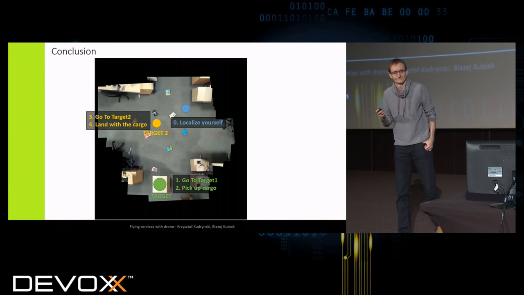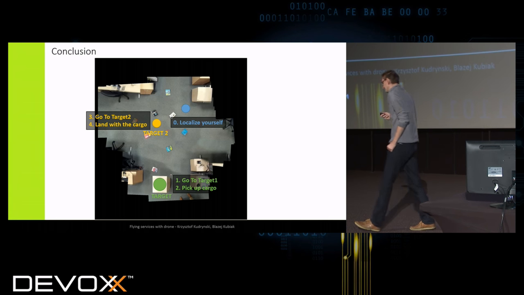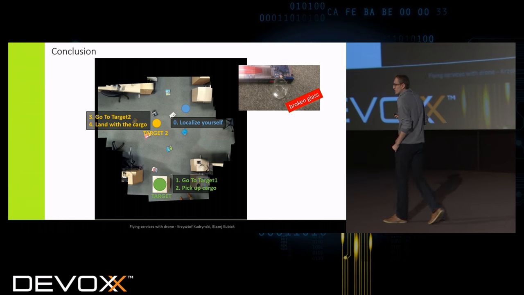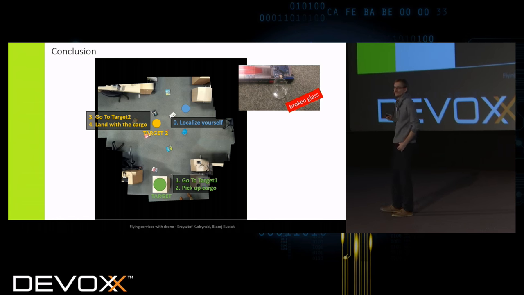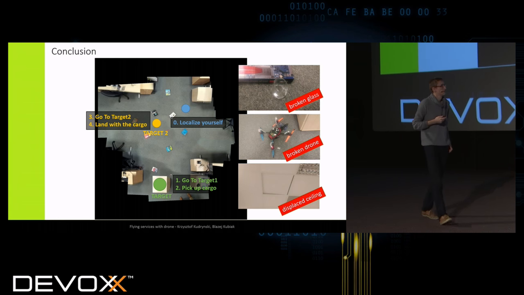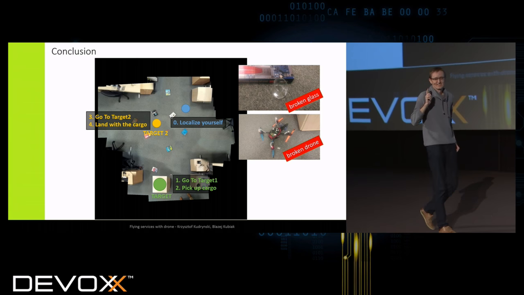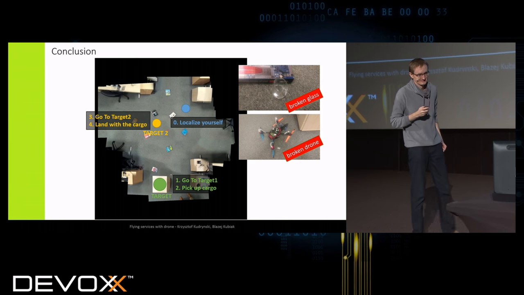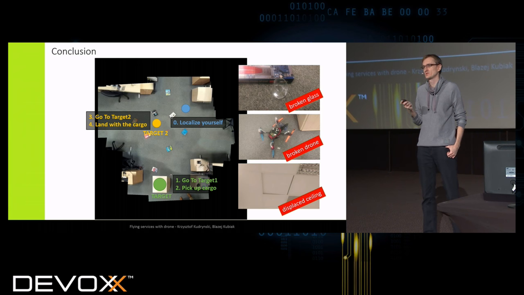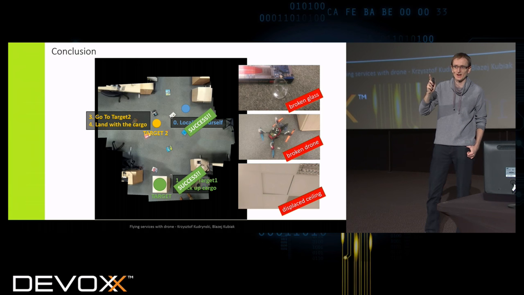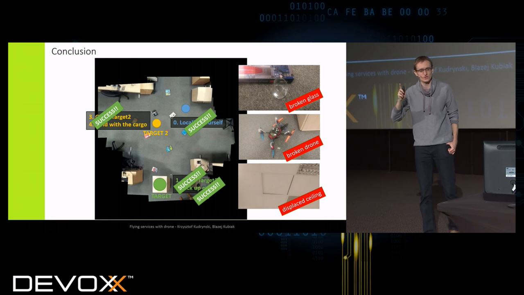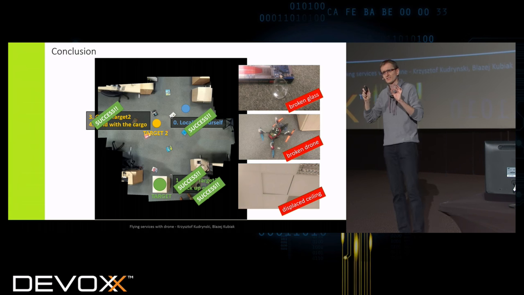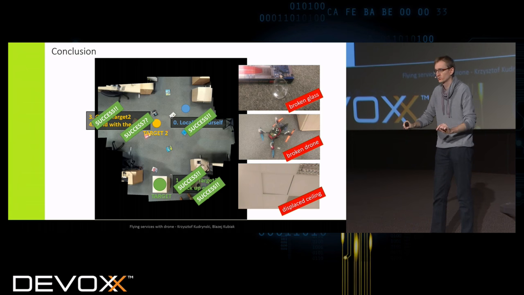Conclusions. We broke the glass. We broke the drone. And we displaced the ceiling. But we managed to localize ourselves. We went to target one. We picked up the cargo, we went to target two, and maybe not in the right place and not too smoothly, but we delivered the cargo to the ground.